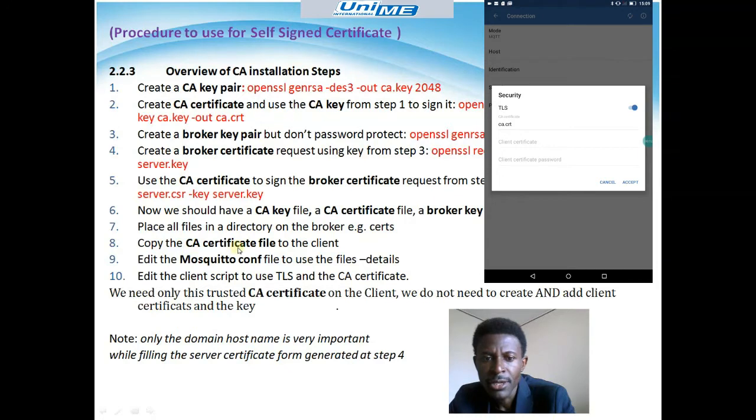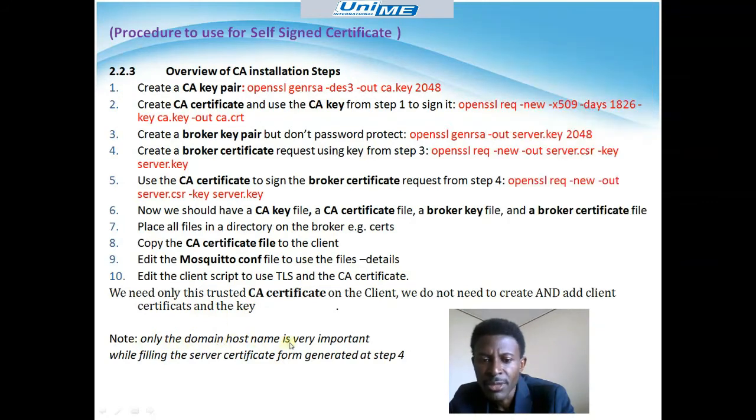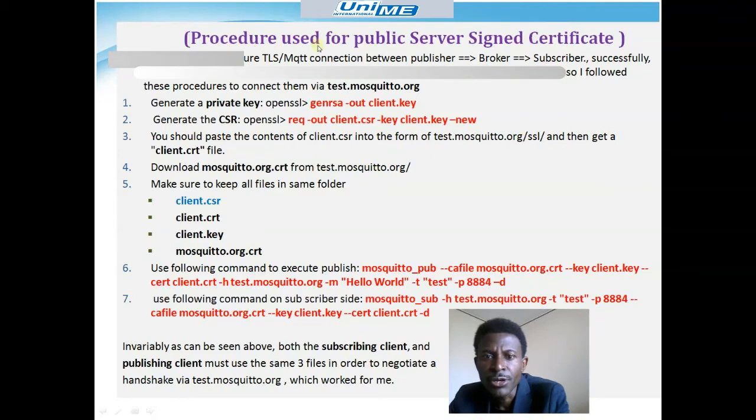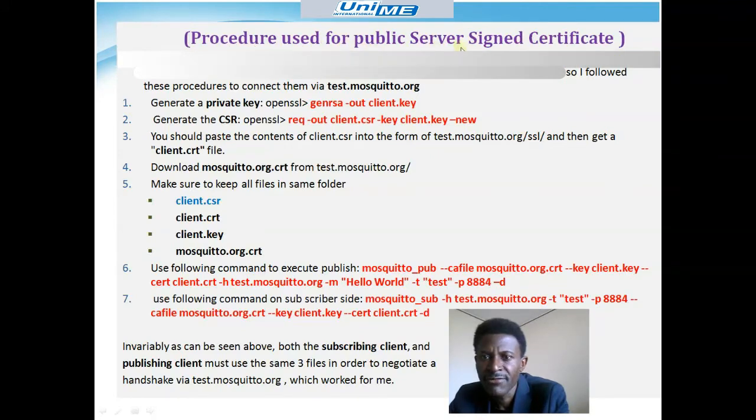Copy the CA certificate file to the client, which is your Owntracks. We need only this trusted CA certificate on the client, that is our Owntracks. We do not need to create and add a client certificate and key. Note, only the domain host name is very important while filling the server certificate form generated at step 4. The procedure used for a public server signed certificate is still similar, it's still the same procedure.